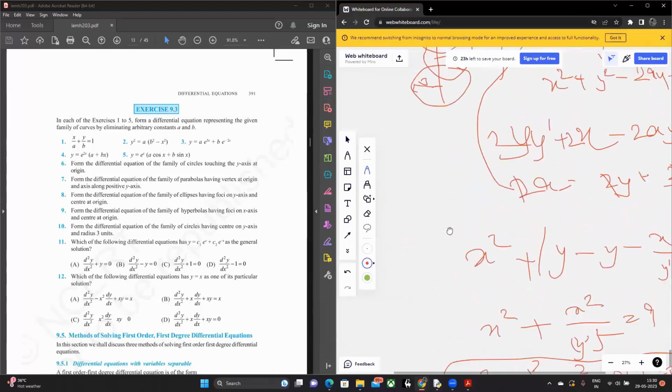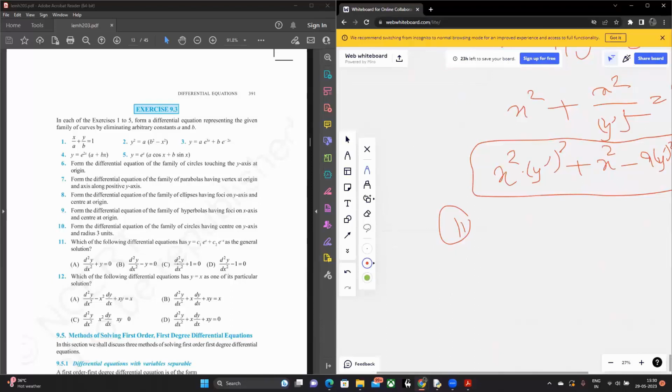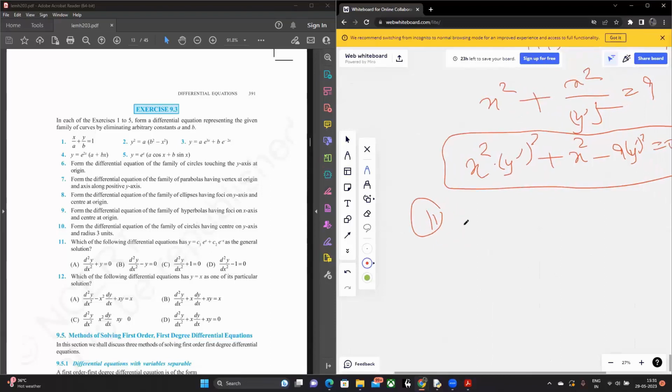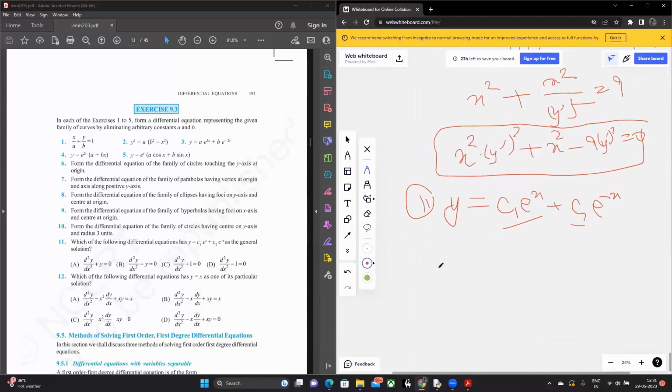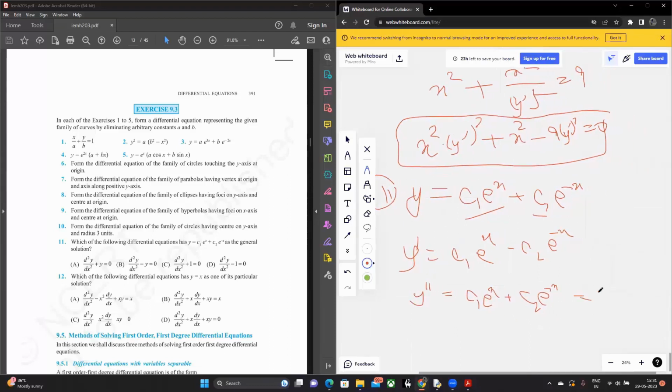Finally, question number 11 and 12. 11. Which of the following differential equations has y equals c1 e power x plus c2 e power minus x as its solution? Right. Simple. Here you have the equation y equals c1 e power x plus c2 e power minus x. You can say that it's a second order differential equation because there are two arbitrary constants. Y dash is basically c1 e power x minus c2 e power minus x. Y double dash is c1 e power x plus c2 e power minus x, which is basically y. So y double dash equals y is your required equation, right?